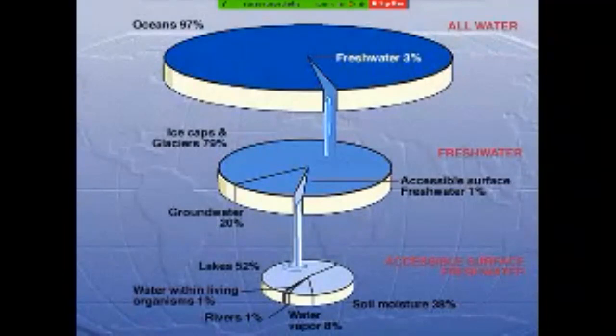And this again is divided into 52% lakes, 1% water within living organisms, 1% rivers, water vapor 8%, and soil moisture 38%. See how it has been divided. This is the whole water, this is the fresh water, and that is how the fresh water is divided. So this lakes share is called surface water. Freshwater is divided into two parts again: one is surface water and one is underground water. Underground water is what we dig out, and lakes, ponds, streams, rivers, all these are called surface water.